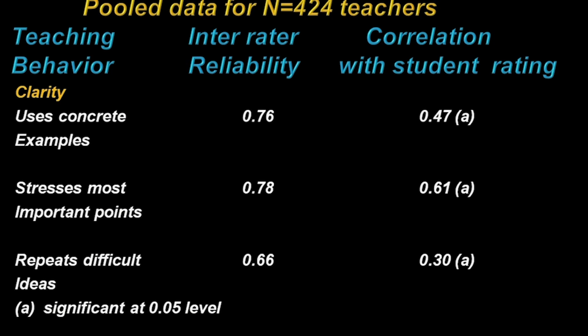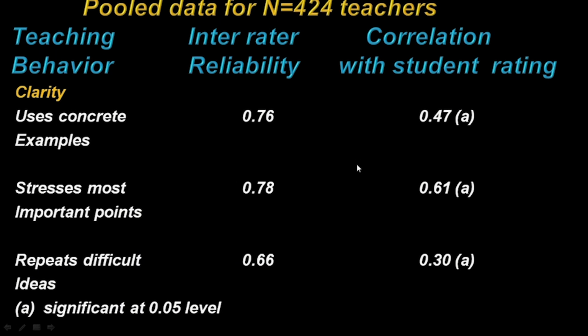What we found is that for clarity, the observers found that uses concrete examples has the highest correlation with student rating. We found that for these 424 teachers, clarity is the teaching behavior, and it meant uses concrete examples. So we are trying to find out what clarity exactly means, and in this particular case we are using a reasonably low number of low inference teaching behaviors, and we find that teachers with high clarity use concrete examples.